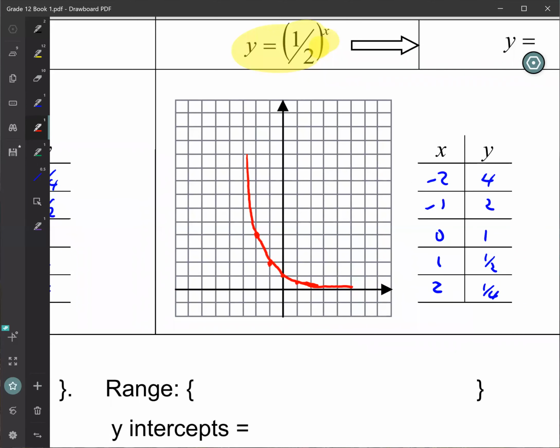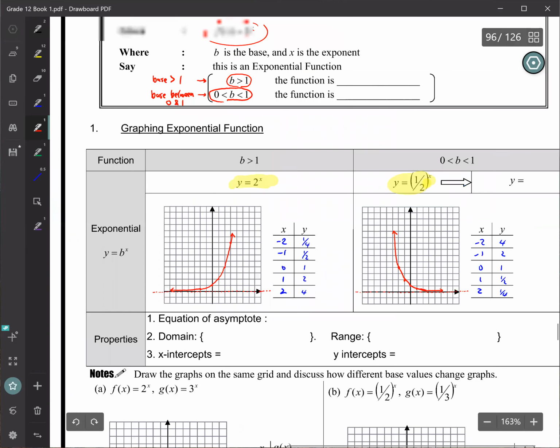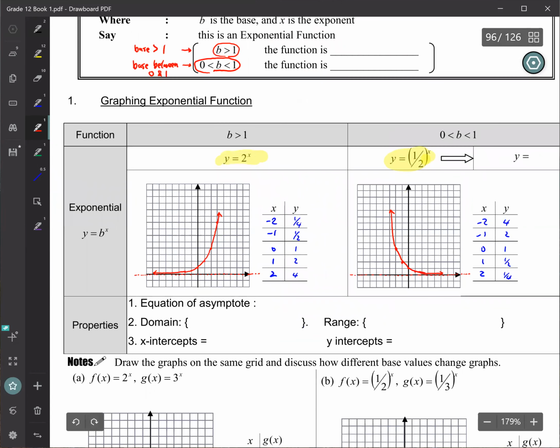Right? And once again, it never touches the x-axis. So the x-axis, this line, right? The x-axis is the asymptote line, so we use the dotted line. All right, so we have two kinds of graph, right? One is getting bigger, one is getting smaller.